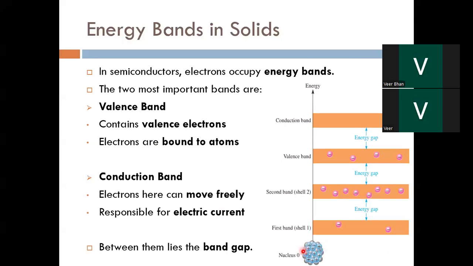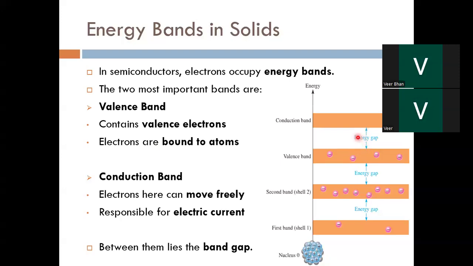Now this is the nucleus. First shell, our first band, 2 electrons. Second shell, our second band, having some electrons. Within each band, there is an energy gap. Now this is because this is the last shell. So this is the valence band. These are the electrons, and there is some energy gap.